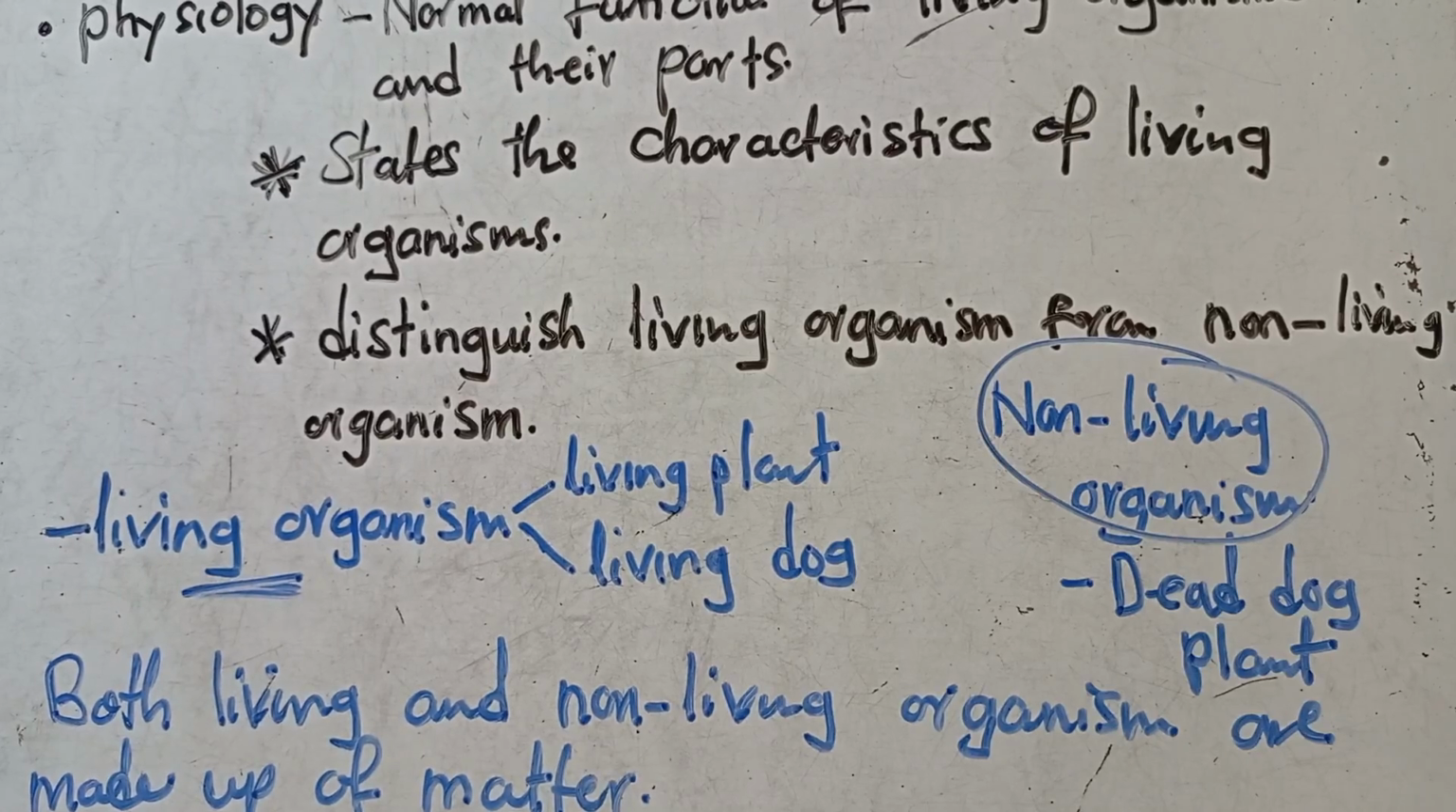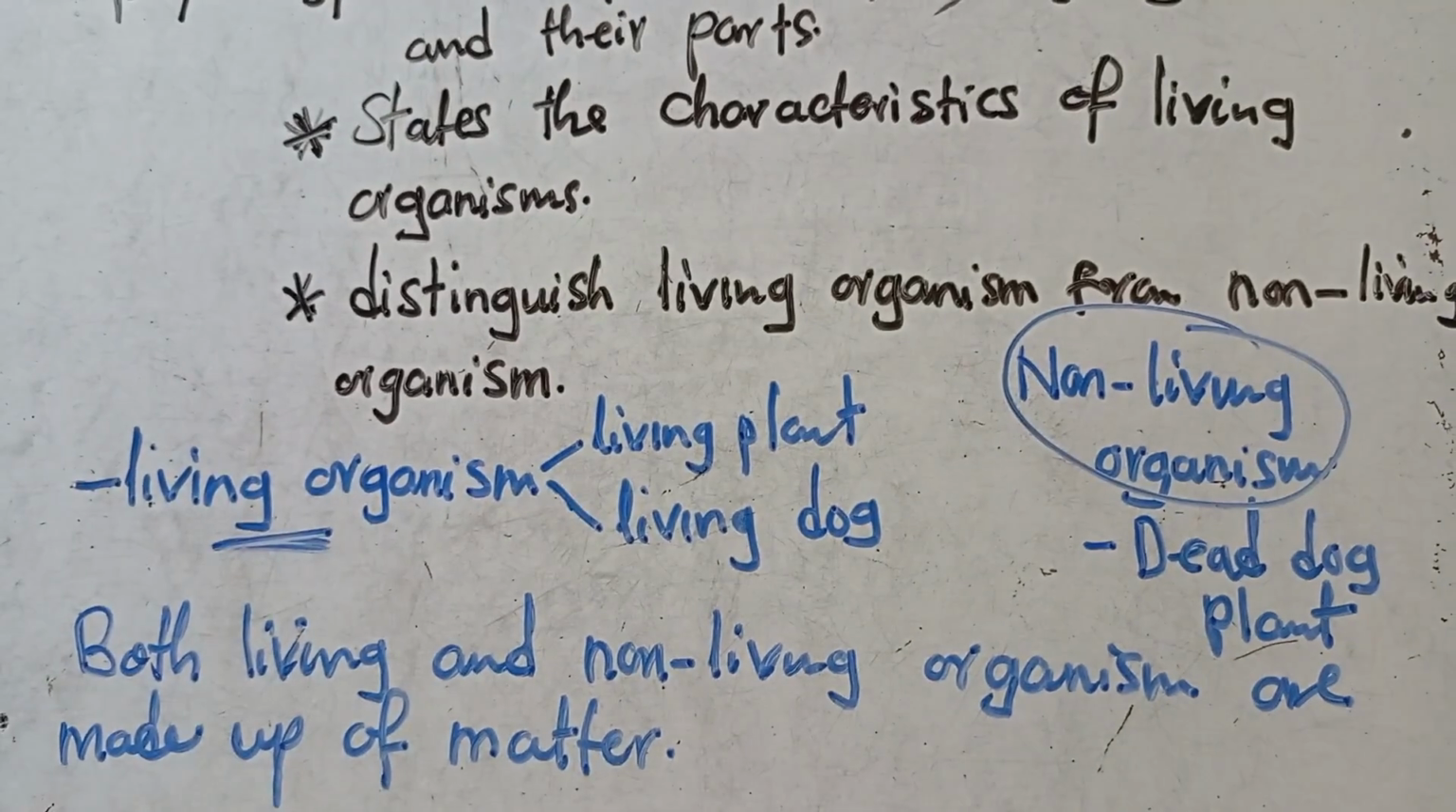In chemistry, we looked at what matter is. We understand what matter is. You are able to tell me the definition for matter. If I ask you what matter is, you'll be able to tell me that matter is anything that occupies space and has mass. So anything that is occupying space and has mass is referred to as matter. I guess we know that.